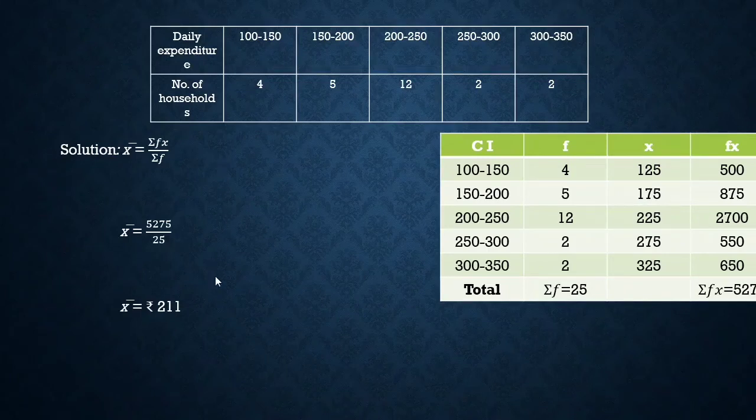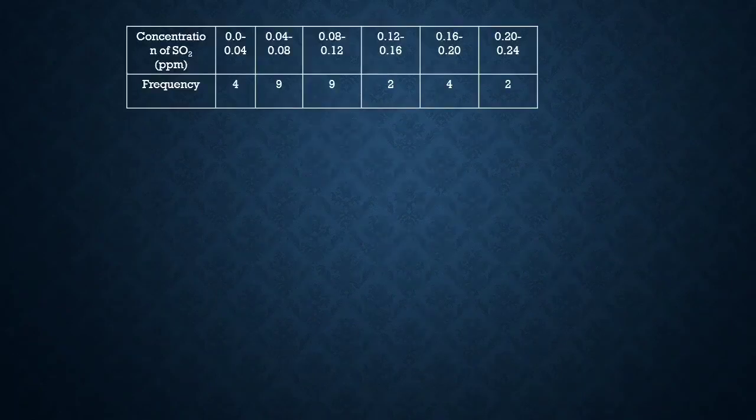That is the solution to this question. In the next question, that is the 7th question, we have to find out the concentration of sulfur dioxide or SO2 in the air in ppm or parts per million. The data was collected for 30 localities in a certain city and is presented in the table. Find the mean concentration of sulfur dioxide or SO2 in the air.